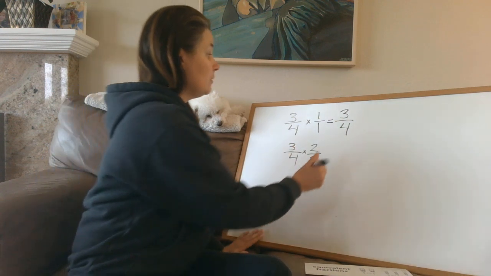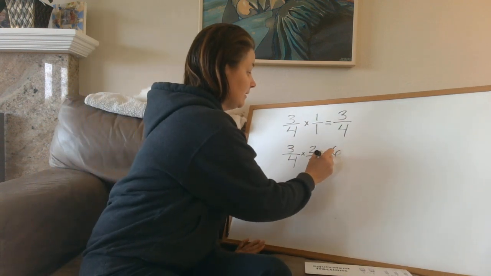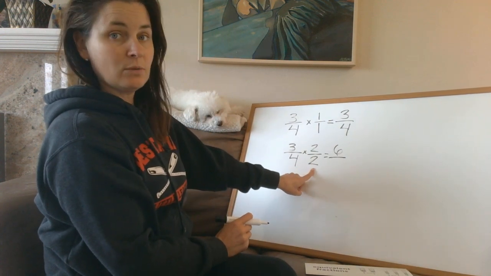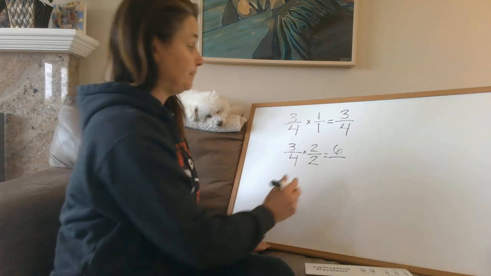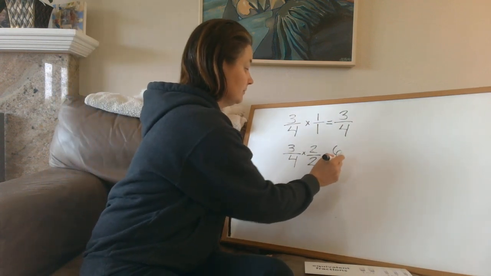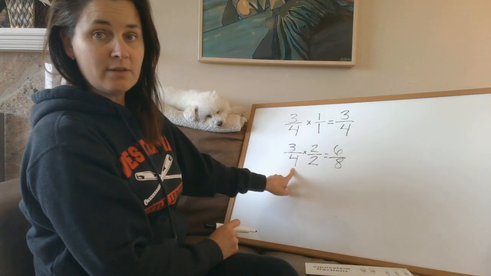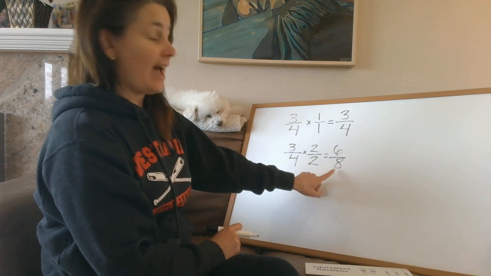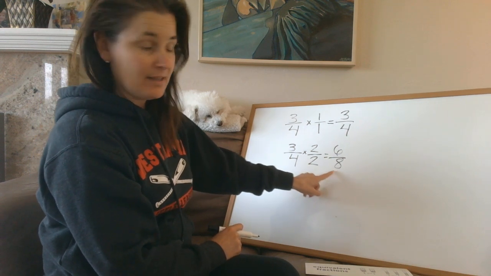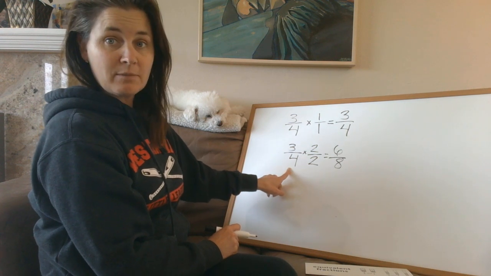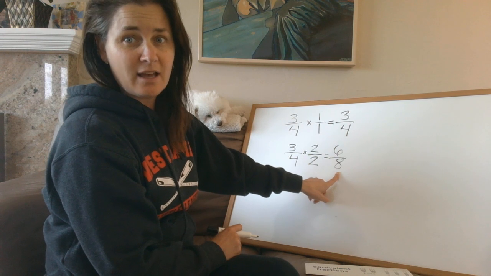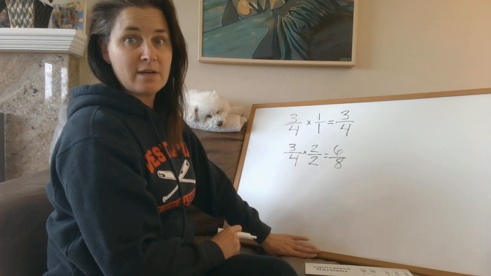3 times 2 is 6. And across the bottom, 4 times 2 is 8. So 3/4 is the equivalent to having 6/8. If I had 3/4 of the pizza, it would be the same as me saying I had 6/8 of the pizza. Let's do another one.